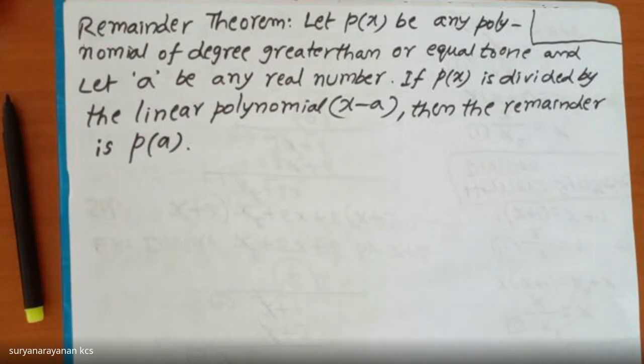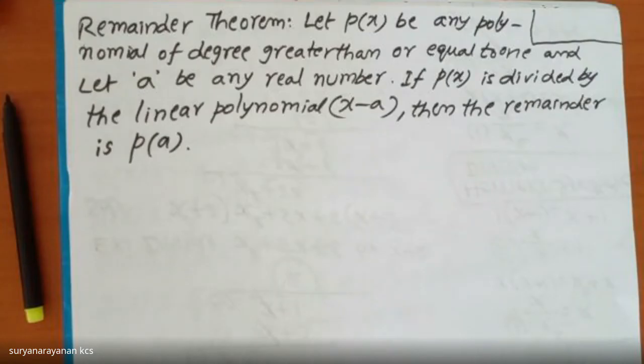Previously, I told you P of A, P of 2, P of 3, P of 4 in the previous exercise. Sir, value of the polynomial P of X, where X is equal to A, sir. Very good for your memory power.